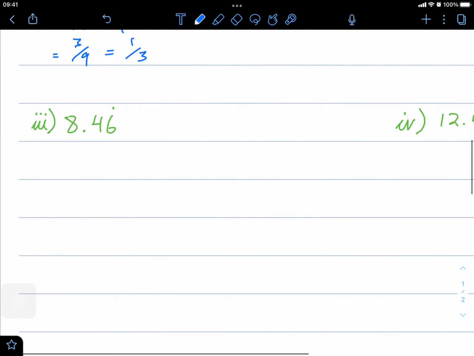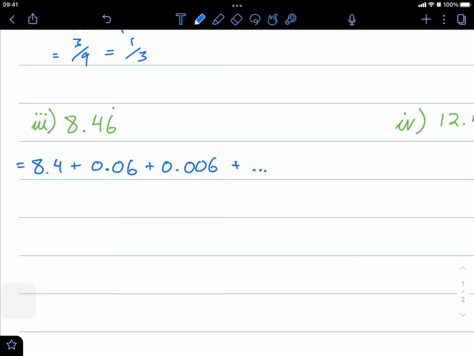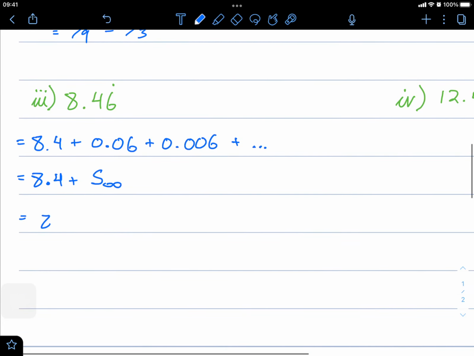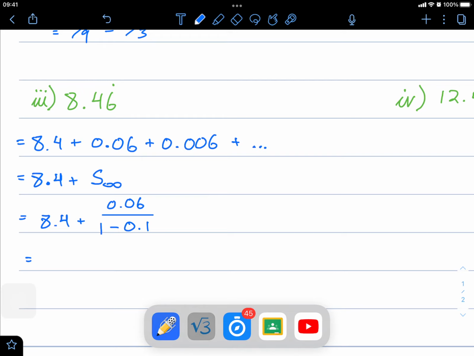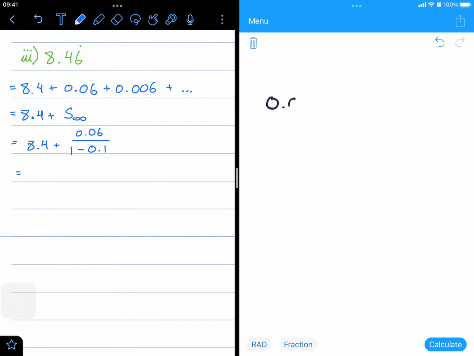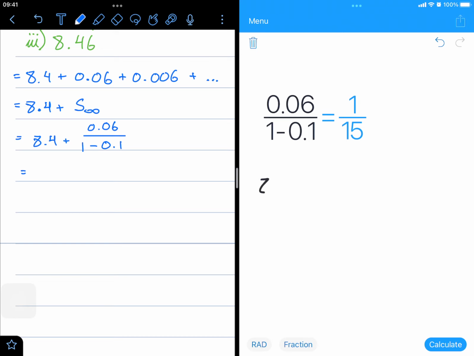Now remember, for this one, we write this as the 8.4 by itself, plus the recurring decimal 0.06, 0.006, etc. This is going to be 8.4 plus the limiting sum, which is a over 1 minus 0.1. This one I'm definitely just going to use a calculator for. 0.06 over 1 minus 0.1 is 1/15. That's going to be 8.4 plus 1 over 15, 127 over 15.